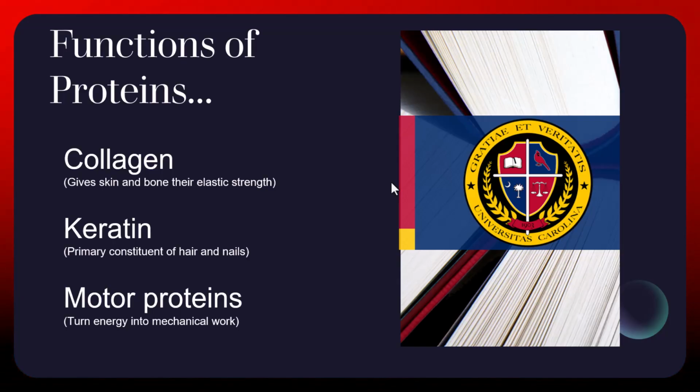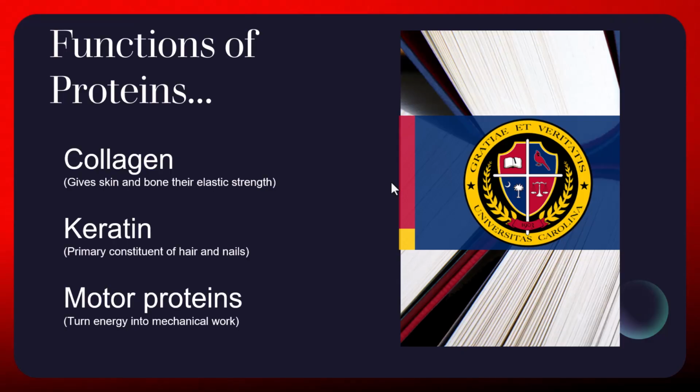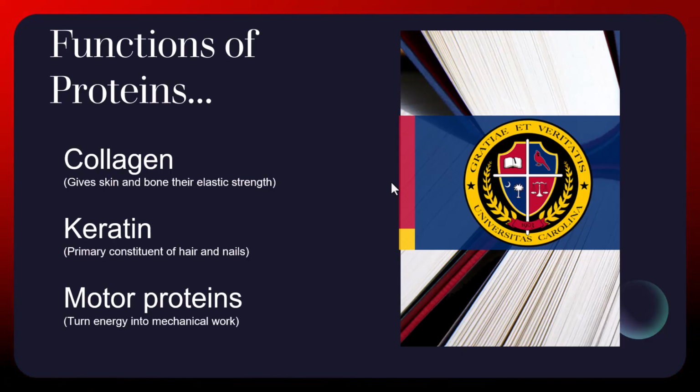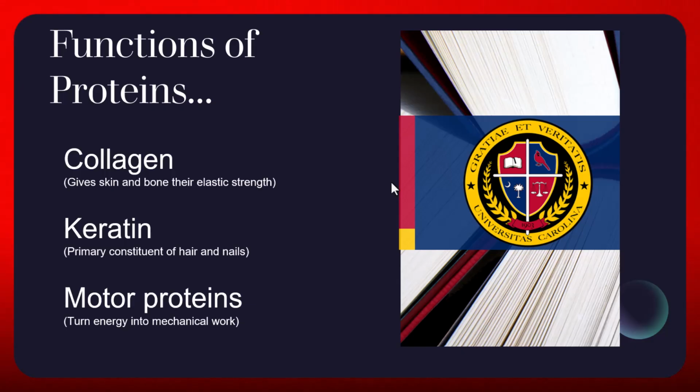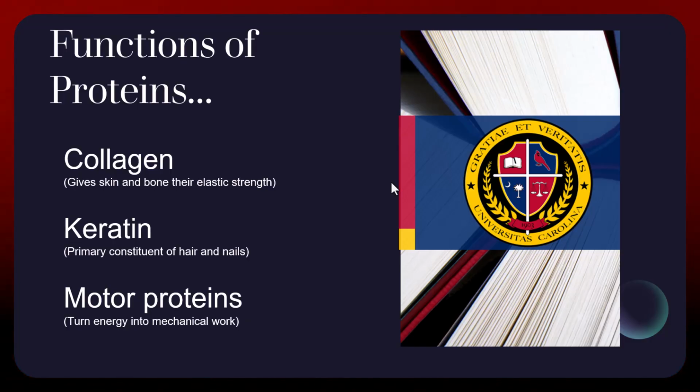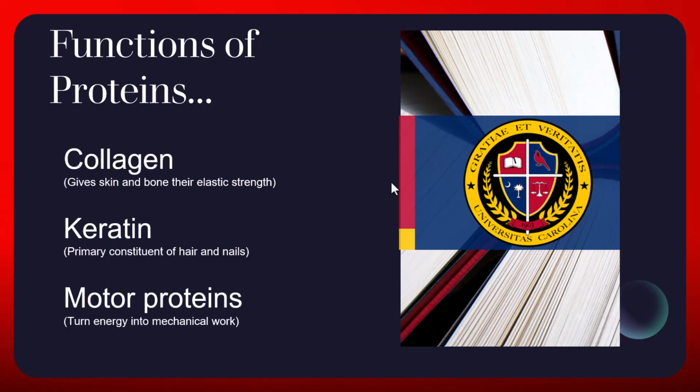So the functions of protein are to form collagen, which gives skin and bone their elastic strength. This is one reason when you have a deficiency of protein, the skin suffers. Keratin, which is the primary constituent of hair and nails. So protein functions to form those. And often you will see signs of malnutrition and protein deficiency with the hair and the nails. It'll be obvious the hair is falling out or it's very thin, the nails don't look normal. Then you have the motor proteins, which turn energy into mechanical work.